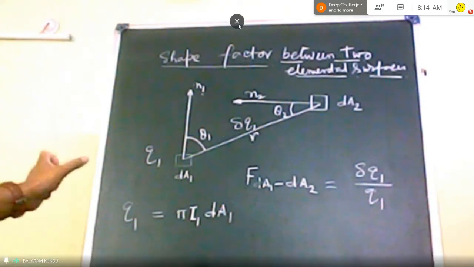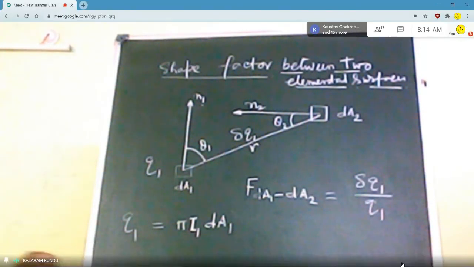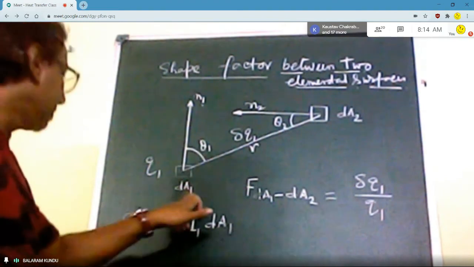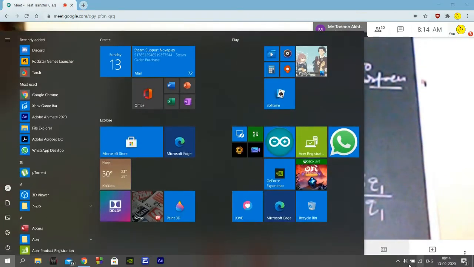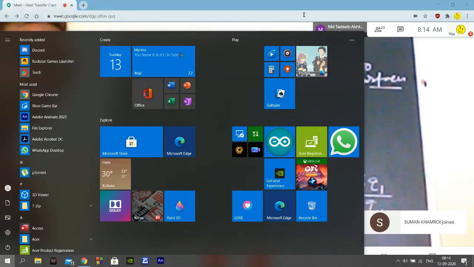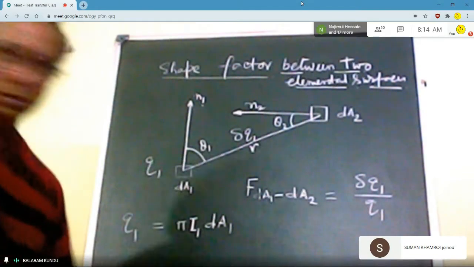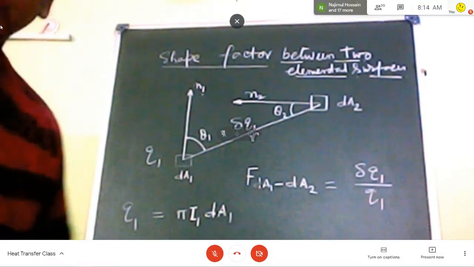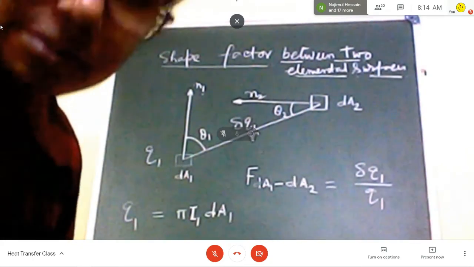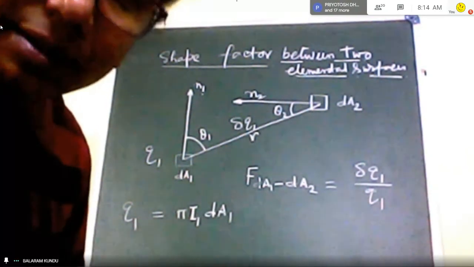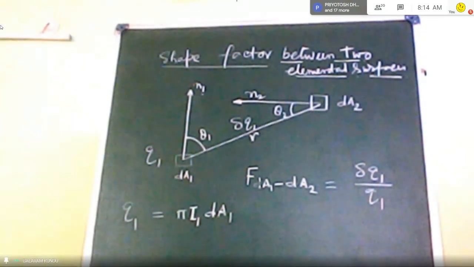So that is the total amount of radiation energy emitted from surface dA1. It is denoted by Q1, and that is equal to pi into I1 into dA1. So whether it is clear or not? Hello? Yes, sir, clear.